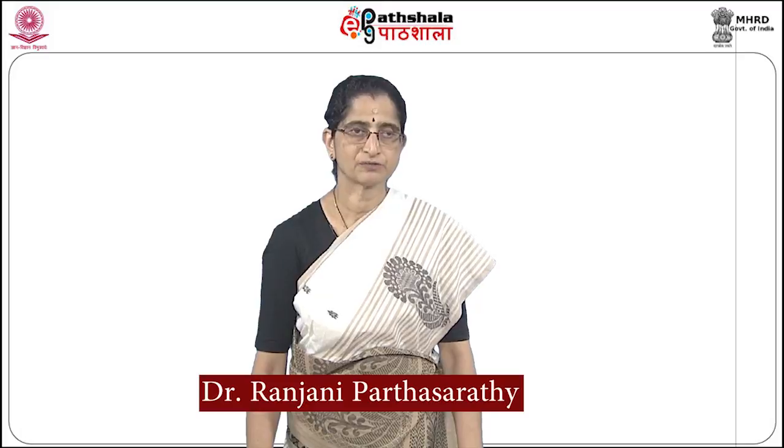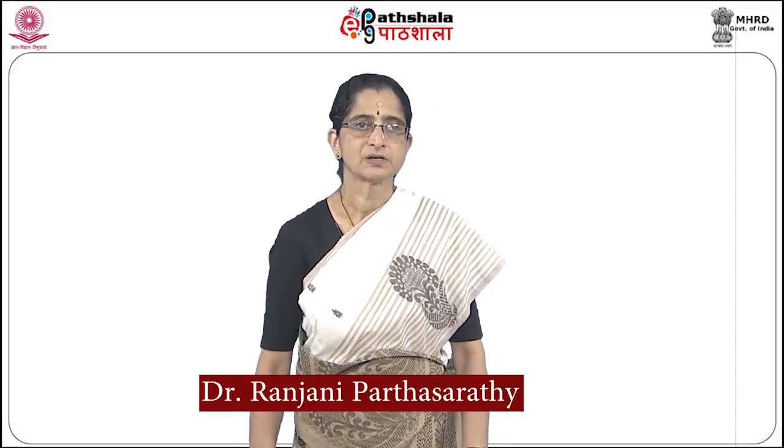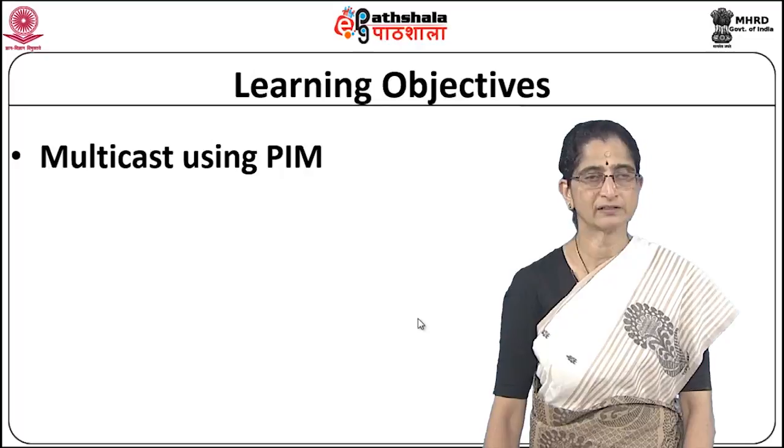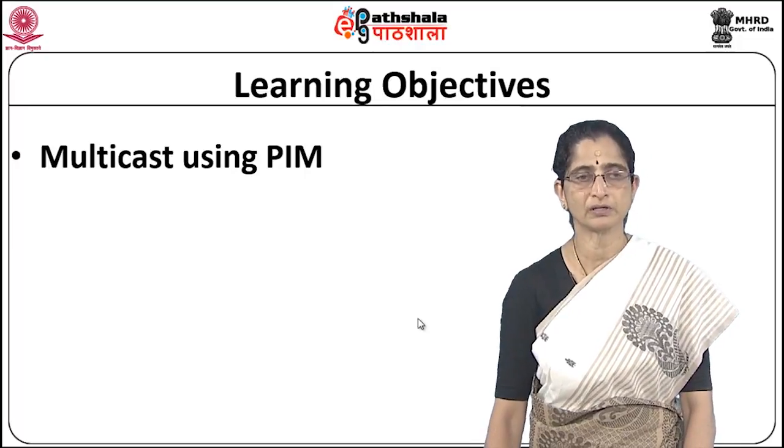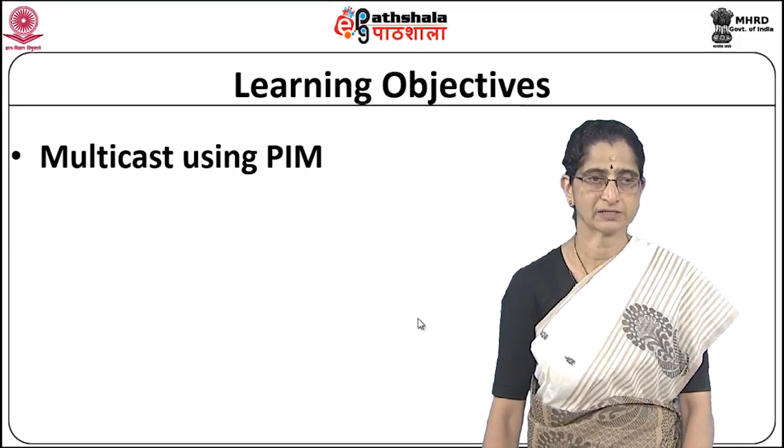So, we are looking at a series of lectures in computer networks. We will be looking at multicasting today. With respect to multicasting, there are two important protocols. One is the DVMRP protocol and the next is the PIM protocol. We had already looked at the DVMRP protocol. So, today we will be looking at the PIM protocol or the protocol independent multicasting mechanism.